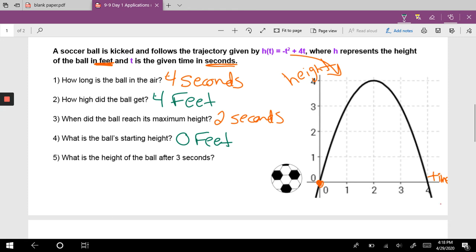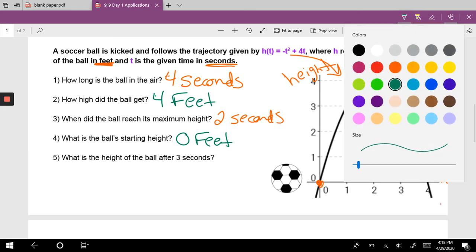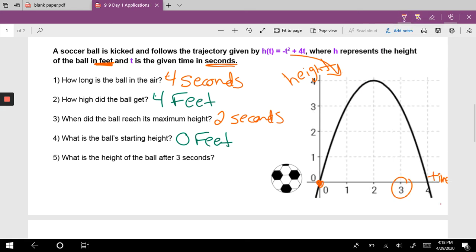And then for question 5, what is the height of the ball after 3 seconds? Now I can either plug in t equals 3 to my function above, or I can follow my graph and say, hey, 3 seconds is right here. What is the height of the ball at 3 seconds? And in this case, it happens to be 3 feet. Okay, and it is height, so that's how I know that it was feet.